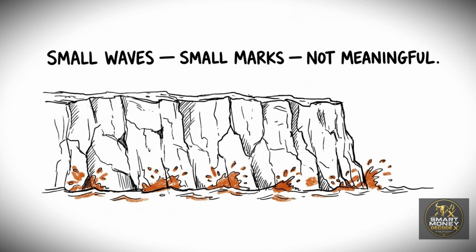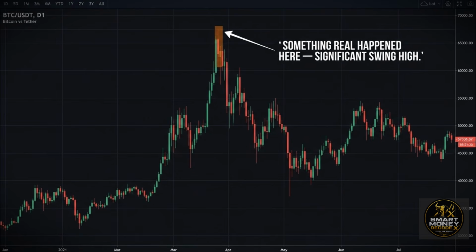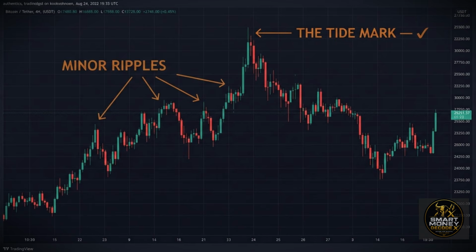Think about watermarks on a cliff face. Every small wave leaves a mark. But those small marks are not meaningful. The meaningful mark is the one left by the highest wave before the tide turned. The one that required the most sustained effort to reach and the most sustained resistance to stop at. That is a significant swing high. The one that tells you something real happened there. Not every ripple. The tide mark.